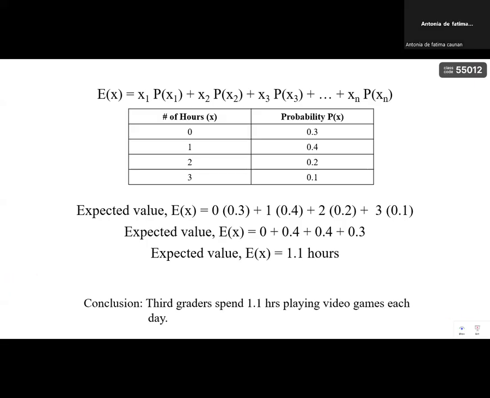Okay, so what this means is that the expectation is that third graders spend about 1.1 hours playing video games each day.